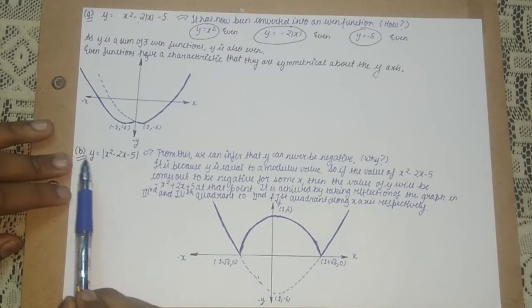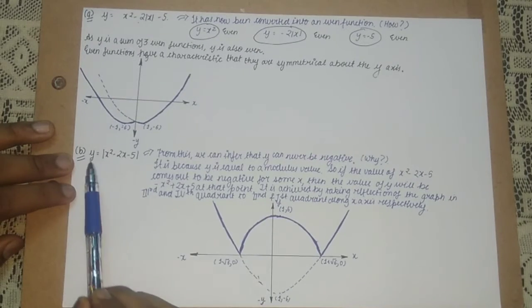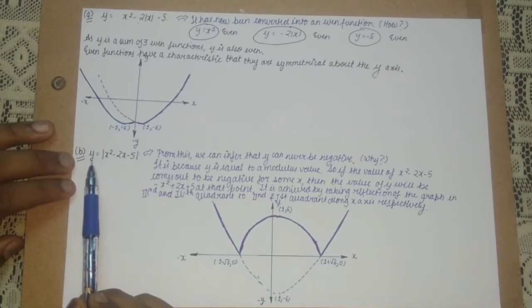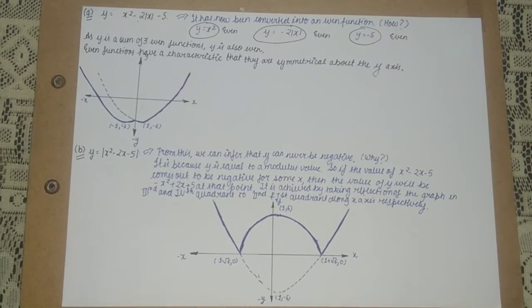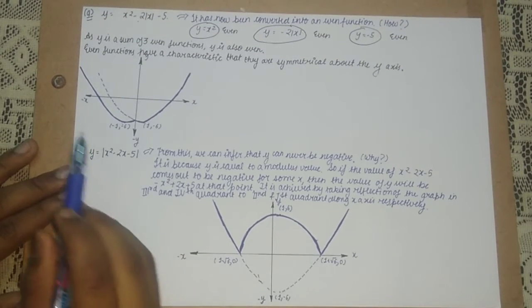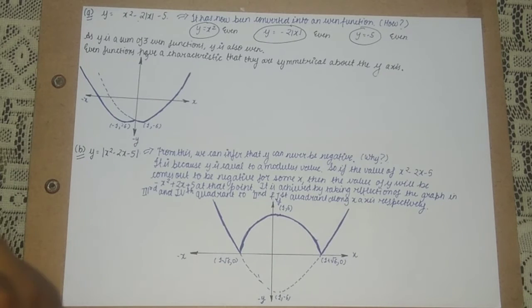Okay. Now looking at the b part, y equals mod of (x square minus 2x minus 5). From this we can infer that the value of y can never be equal to any negative value, since this is equal to a modulus value. So we can also infer that the graph will never have any y coordinate as negative.